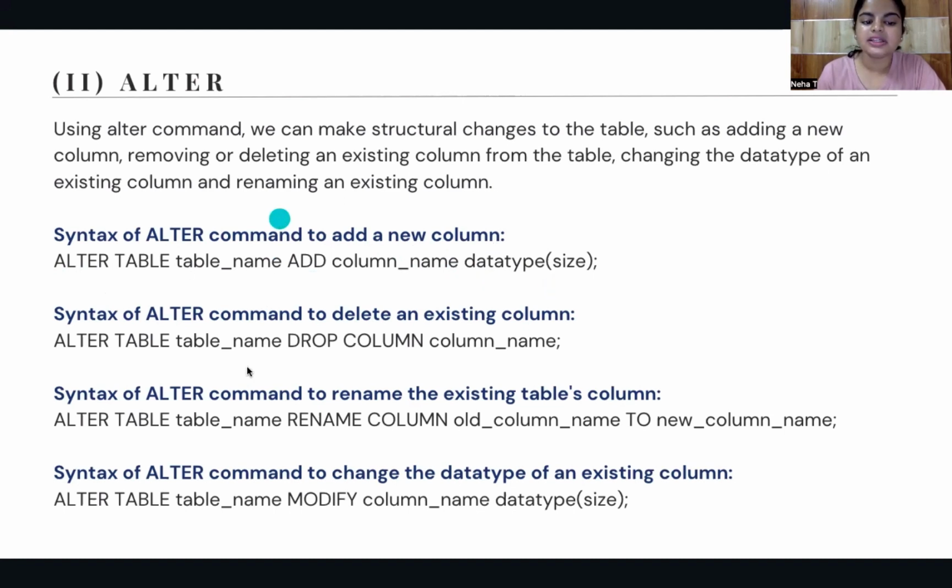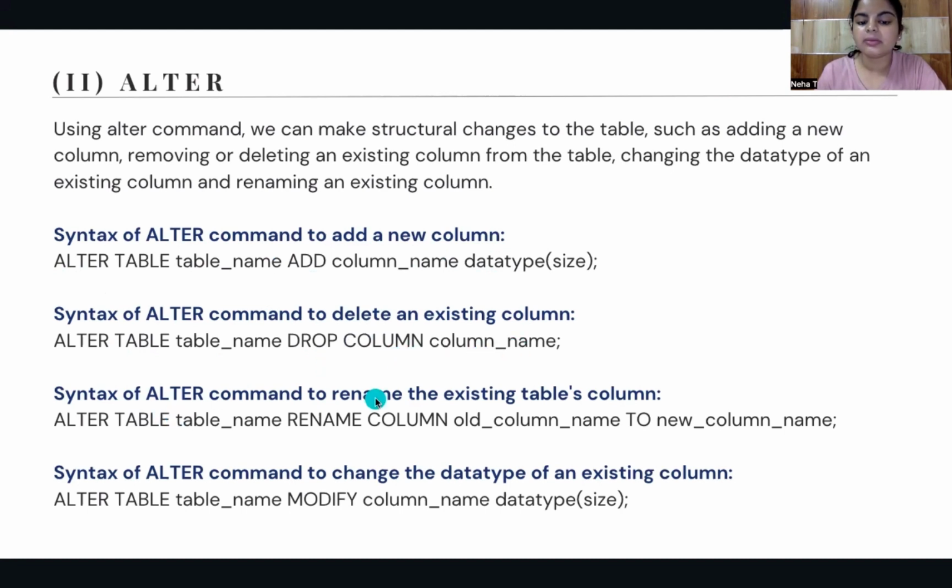Okay. Now the syntax of the ALTER command to delete an existing column. Here we added a column, here we're deleting. So the same thing: ALTER TABLE table name, we're dropping that column. So DROP COLUMN, which column? That is the column name. Okay.